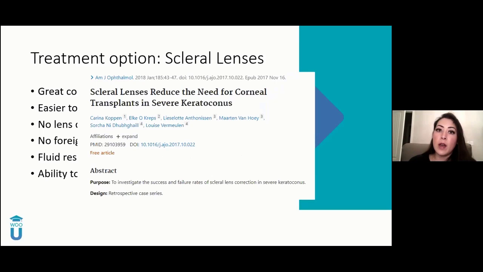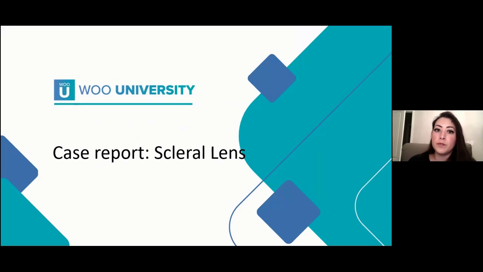This is a great study that I always refer to. It's such a great study that I like to share with a lot of my ophthalmology colleagues. Scleral lenses reduce the need for corneal transplants in severe keratoconus. If anybody needs a copy of this, please feel free to message me. I'm happy to send you the full paper if you wanted to read it or share it with your colleagues. This is great because it shows that with severe keratoconus patients, instead of going down the route of corneal transplant, try them in a scleral lens first and see where that takes them and see if they get acceptable vision.